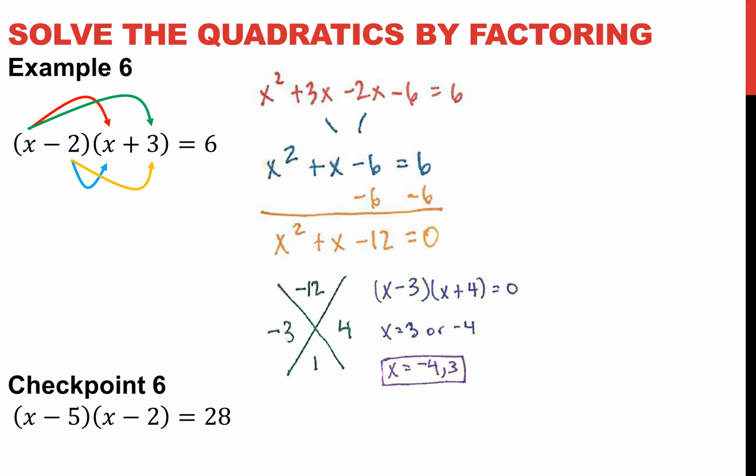Awesome. Go ahead and solve checkpoint 6 the exact same way I solved example 6. Foil it out or seashell it out, however you would like, and move that 28 to the left-hand side and refactor that bad boy when it's equal to 0. I've got faith. Pause the video. I'll be here when you get back.